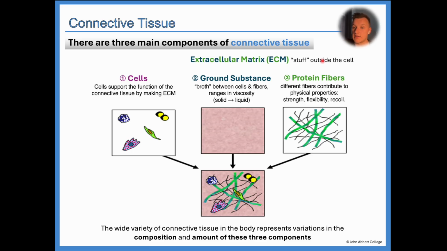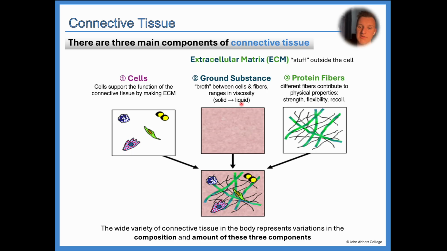What is extracellular matrix? It's made of two things. It's made out of ground substance. So these cells make a broth, I like to call it. I think of this as a soup, right? These are the little vegetables, and these little cells, they make the ECM, right? So the ground substance is the soup, the broth between the cells and fibers, and this ranges in viscosity.